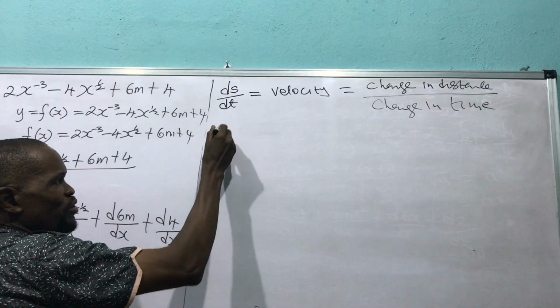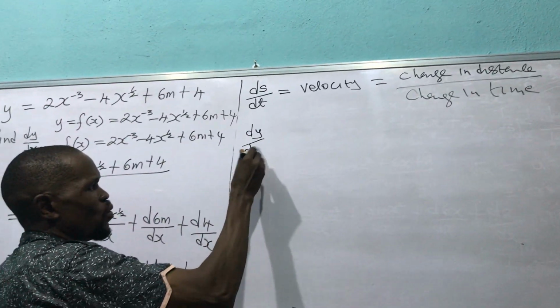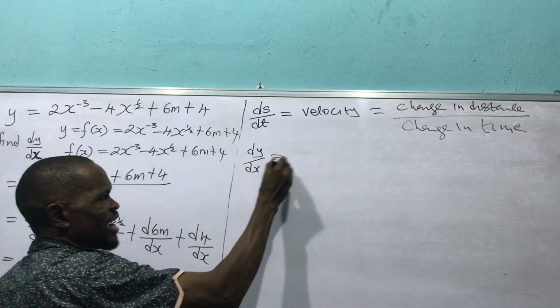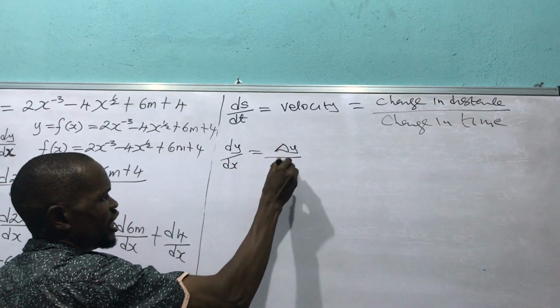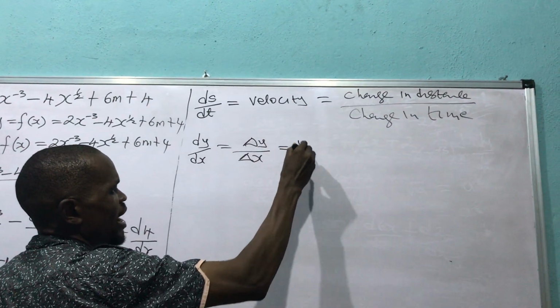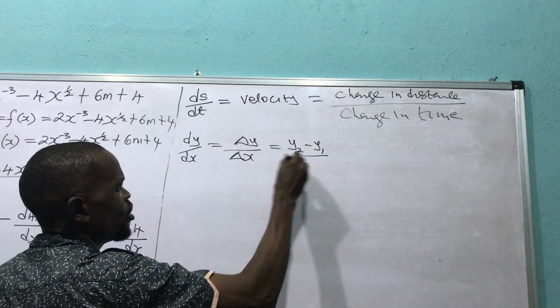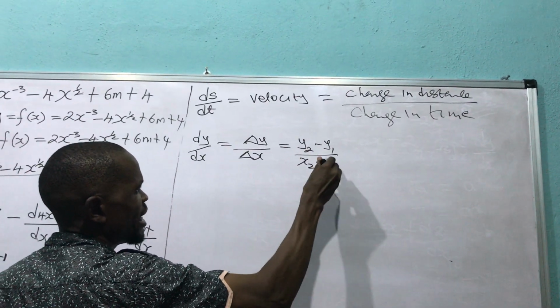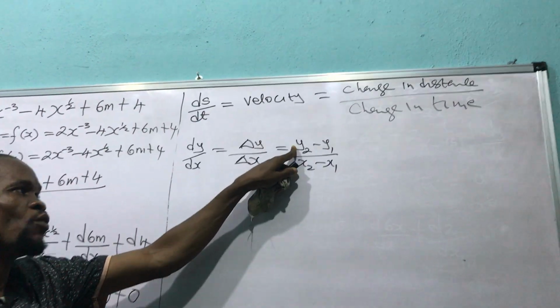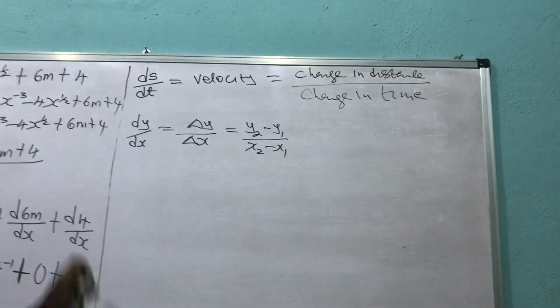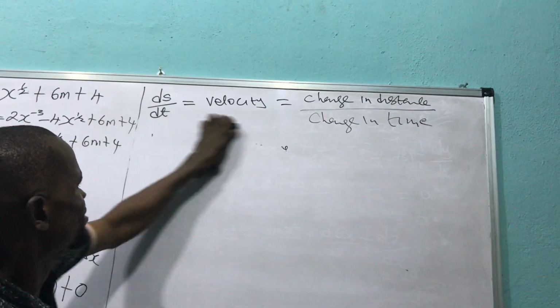Just like when we say dy/dx, what does it mean? Change in what? X. Change in y over change in x, and that gives me y2 minus y1 all over x2 minus x1. That's what it means: change in y with respect to change in what? X. So now let us look at it.